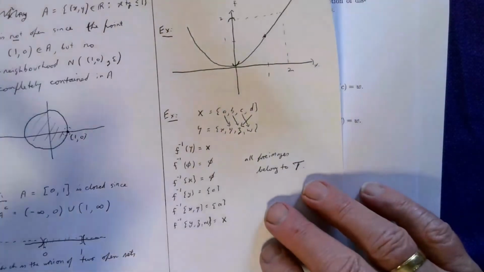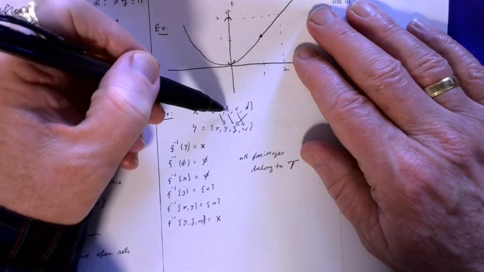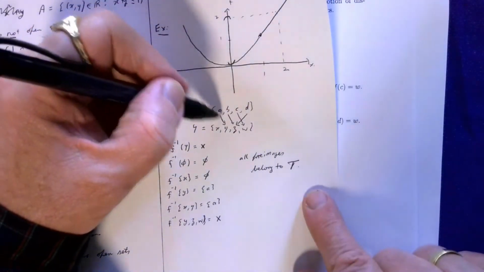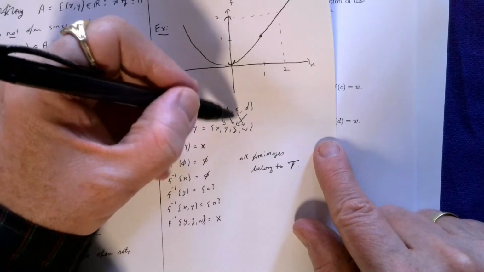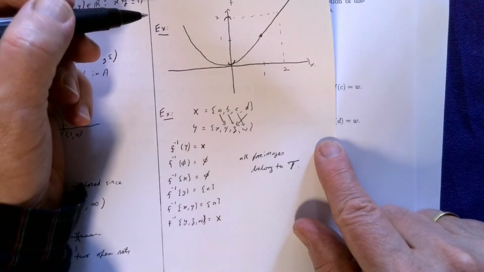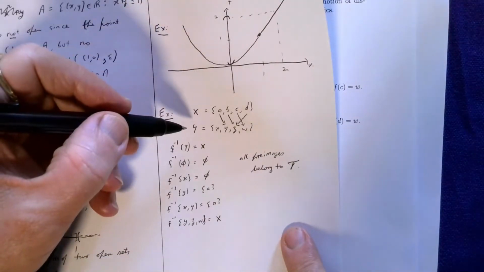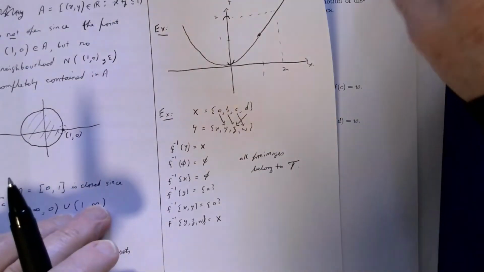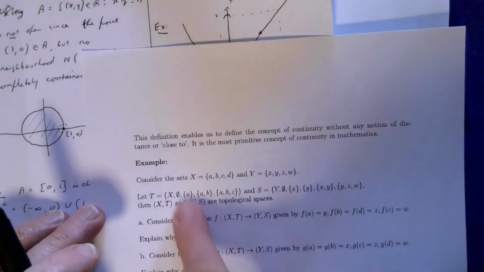So here are my spaces. There's my capital X, which is a, b, c, d, and Y, which is x, y, z, w. And we were told that a got mapped to y, b got mapped to z, d got mapped to z, and c got mapped to w. Now what I need to do is take the pre-image of all of the elements of the topology for Y. So just remember what the topology is. I need to take the pre-image of all of these sets here and see what they came from under this mapping.